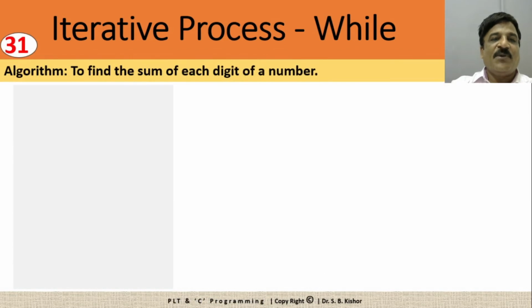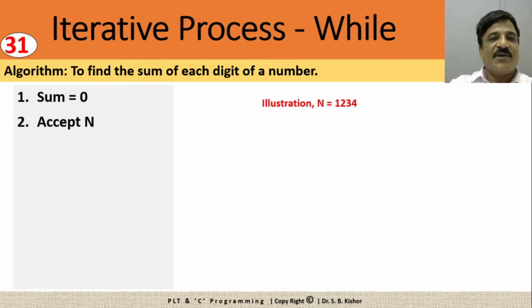To find the sum of each digit of a number, what we need to find out? The sum of each digit of a number. So it means your number may consist of 2 digits, 3 digits, 4 digits, 5 digits. We don't know in advance how many digits a particular number is going to contain. So initially assume the value of sum is what? 0, and accept the value of n.